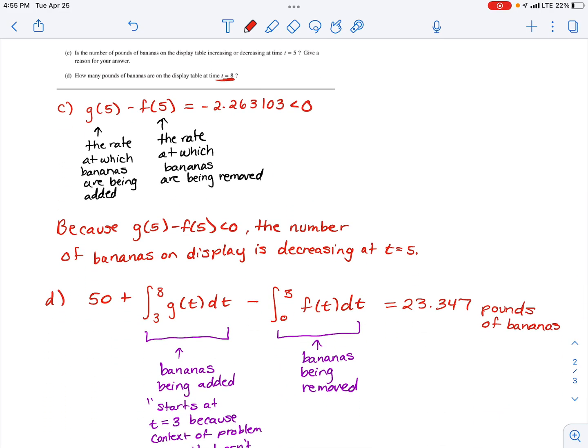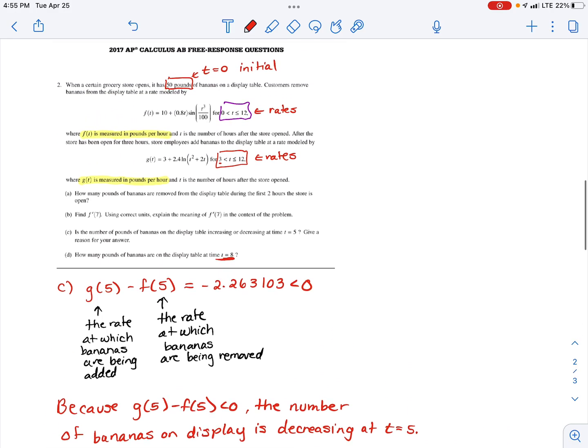But yeah, hopefully this helps in terms of part D with this rate in and rate out problem. And then the other parts of this question were more just kind of interpreting the word problem.